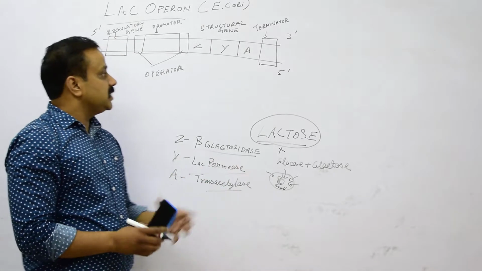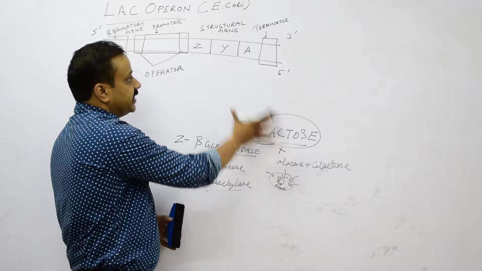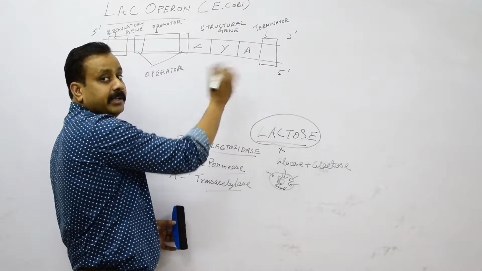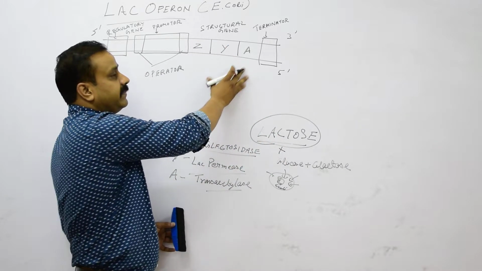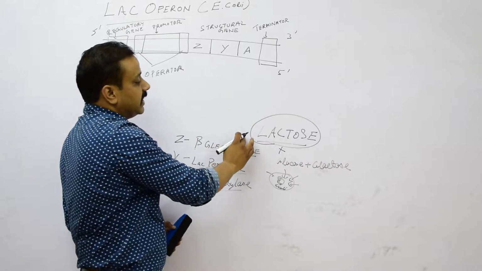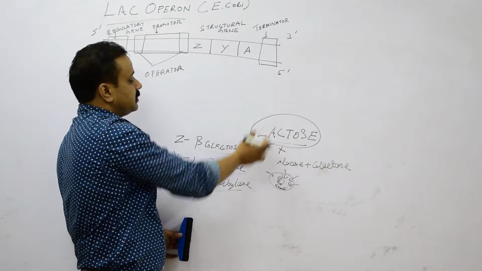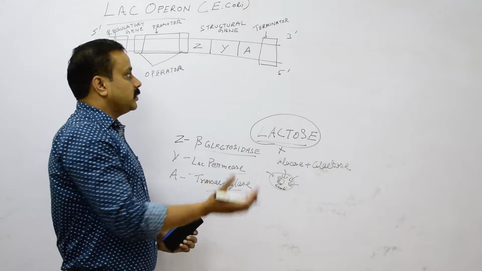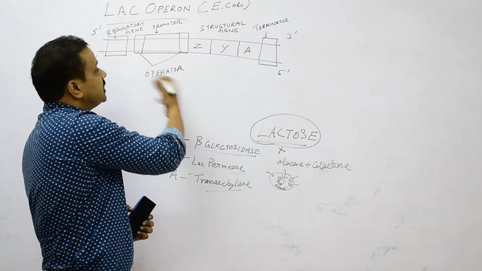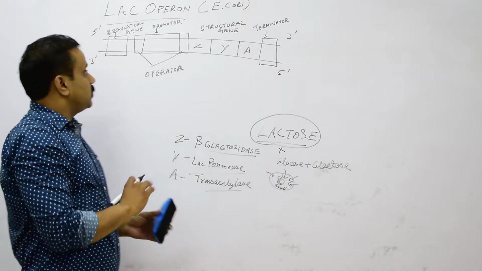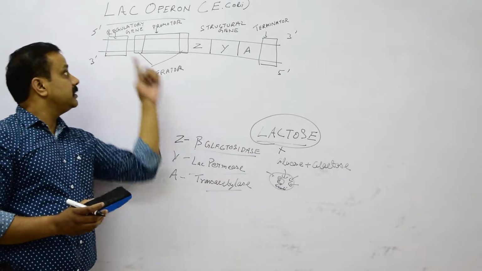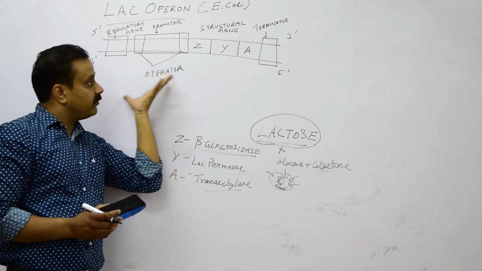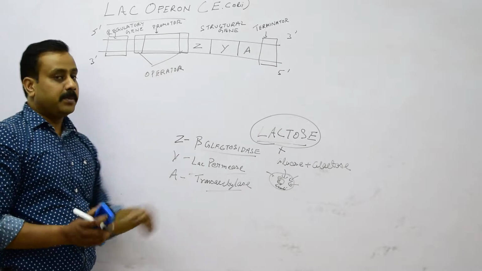So here we have to see that when lactose is there in the surroundings, at that particular time these genes will get switched on, and when lactose is not there, these genes are switched off. So there is a mechanism which regulates this particular process. As we have discussed earlier, this regulatory gene is responsible for controlling this process.